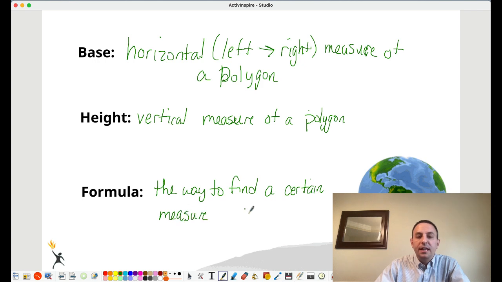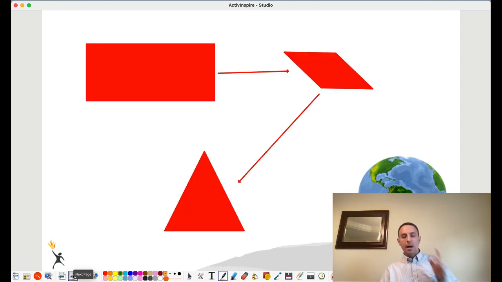So it's a way to find area. It's the way to find volume. It's the way to find surface area. It's a way to find those certain measures. Okay? It's distinct and different for every single lesson or every single shape, because each shape has a different way to find it. And that's what we're going to really be focusing on over the next couple months, probably almost 6 weeks: what are all these different measures? How are the different ways I can find area and volume and surface area of different shapes and polygons and figures? Okay? Today we're going to focus on polygons.